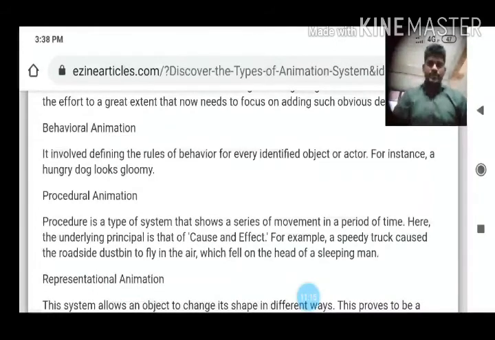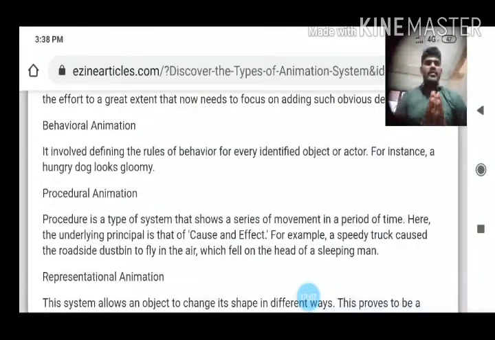And for example, take the stomach-full doggy. It may be happy. It seems to be enjoying the atmosphere, because that is behavior. Based on some incident, it behaves differently. It is a cause and effect. That's why a hungry dog looks gloomy. It is the behavior of the object, the behavior of the actor. So it involves defining the rules of behavior for every identified object or actor. What is the rule? Based on the rule, the behavior will be identified.